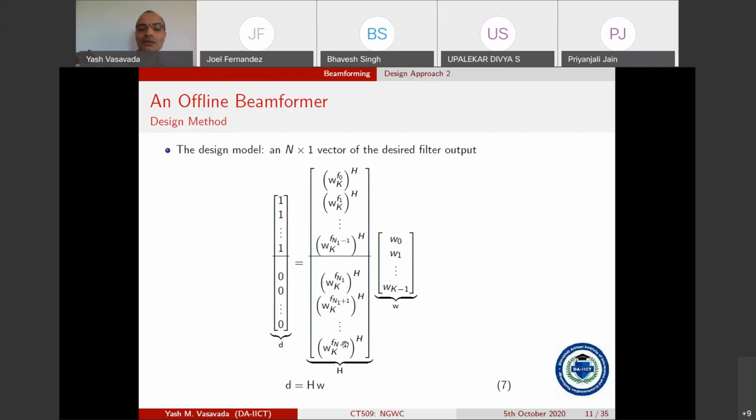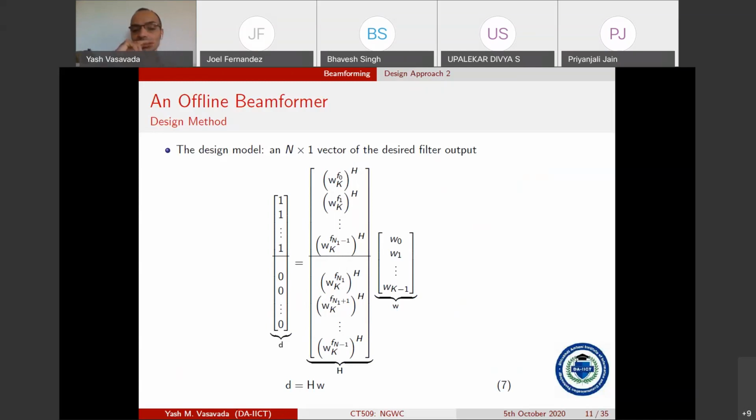For all the other row vectors, I want the filter to null out the interferences. So all of this is 0. So D is an n cross 1 vector. H is n cross k and W is k cross 1. And so this becomes my equation.